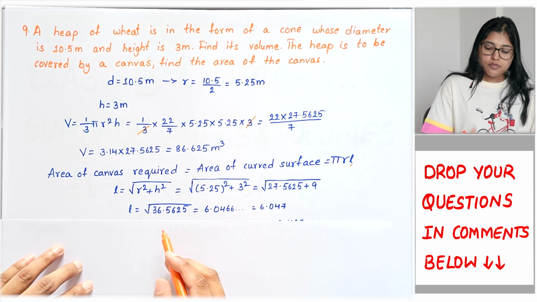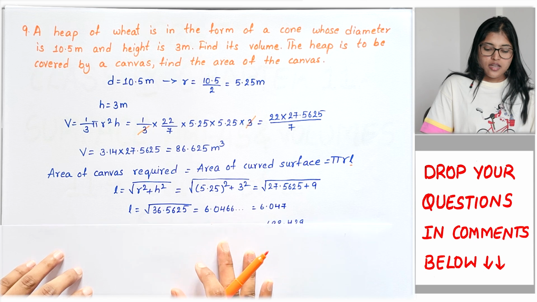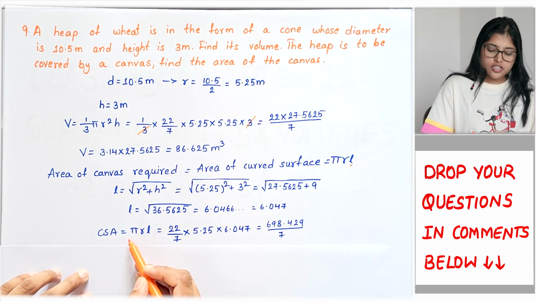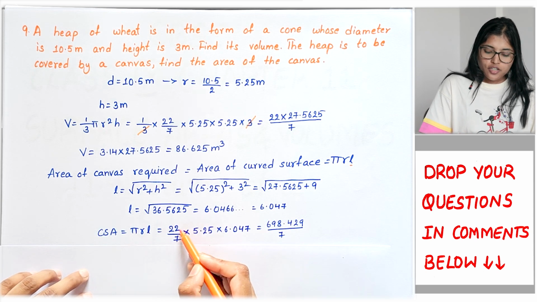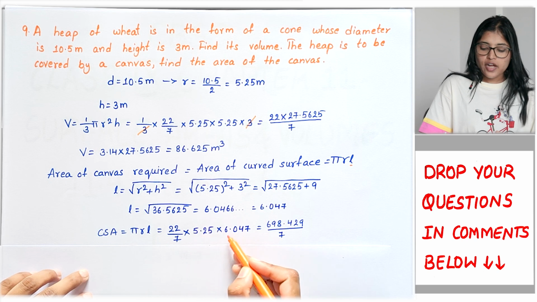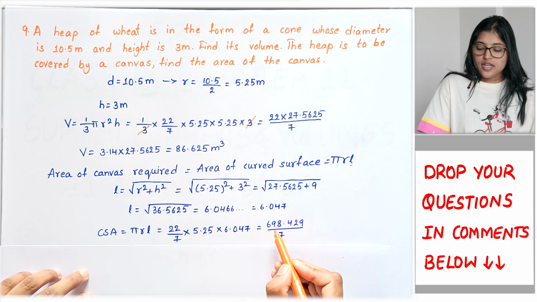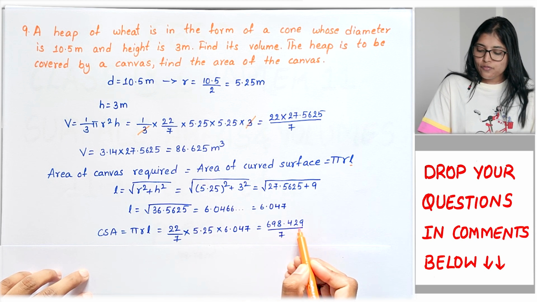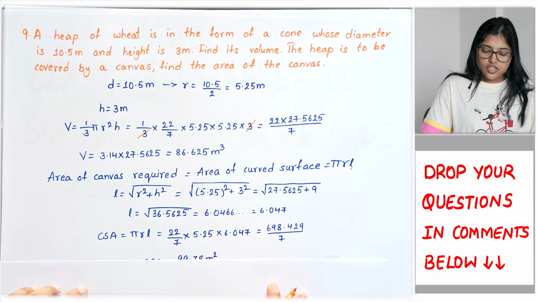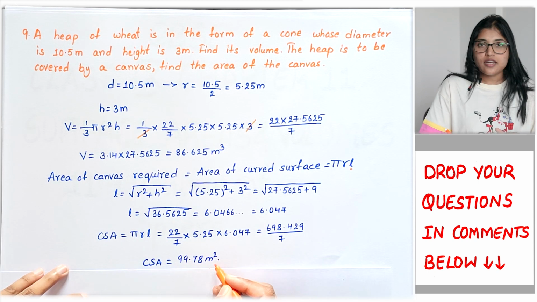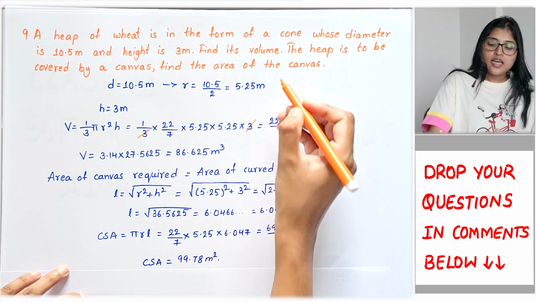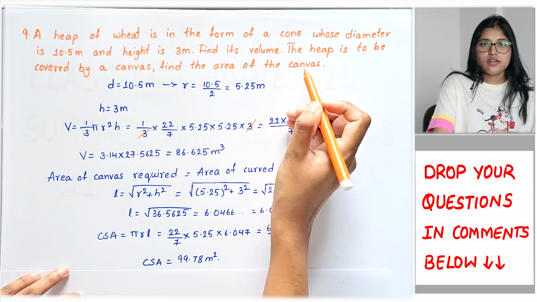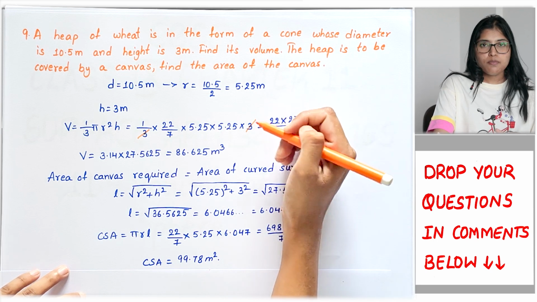Moving on, substituting this value of L in curved surface area formula, which is pi into R into L, 22 by 7 into 5.25 into 6.047 gives me 698.429 by 7, which is 99.78 meters square. That is the area of the canvas that is required in order to cover the heap or the cone.